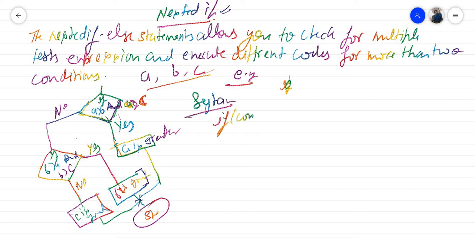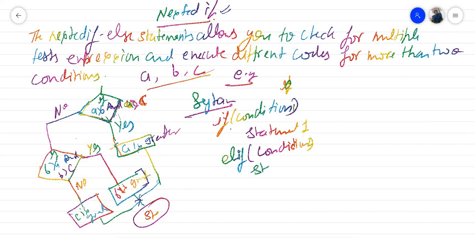if condition then statement 1. For multiple conditions, we will use elif, written as a single word without space, elif. In other languages it is called else if. Then condition 2, then statement 2.